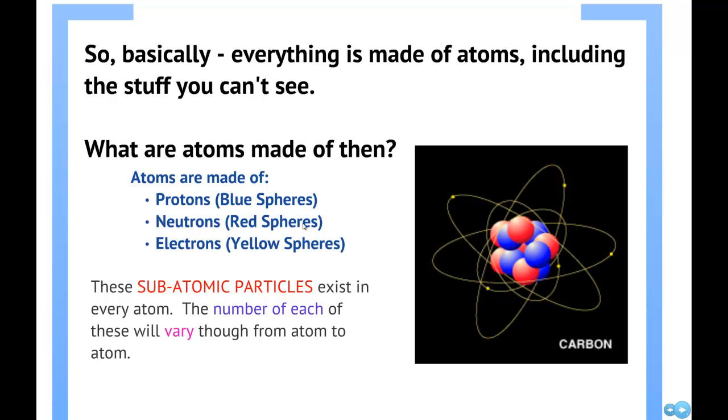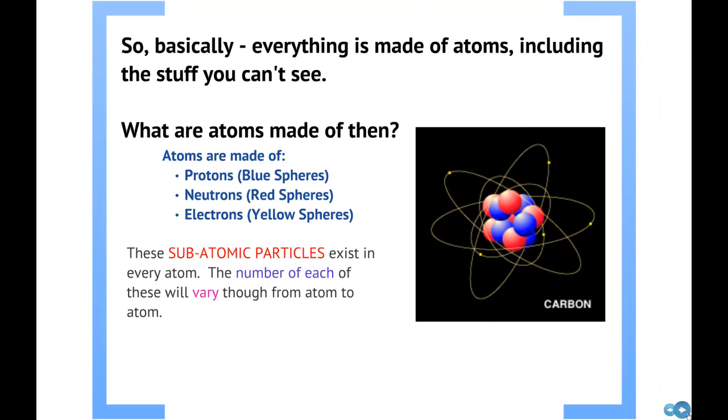So we've got all that stuff going on. We're going to delve into each of these in the next videos with a lot more detail. What are protons? What do they tell us about an atom? How can they be useful? And the same thing for neutrons and electrons.